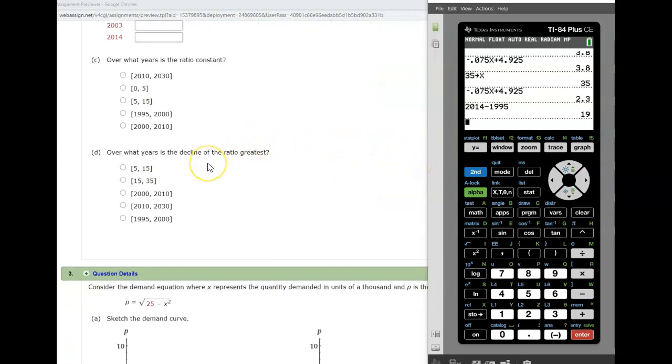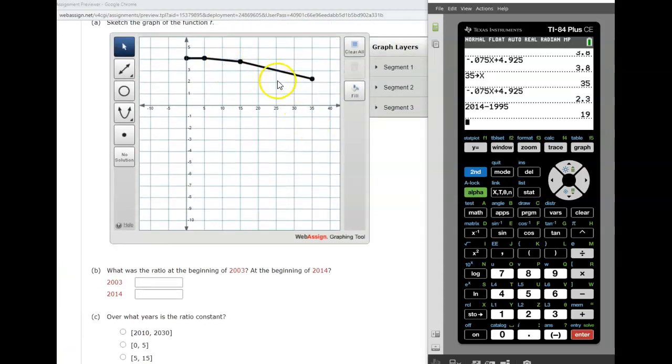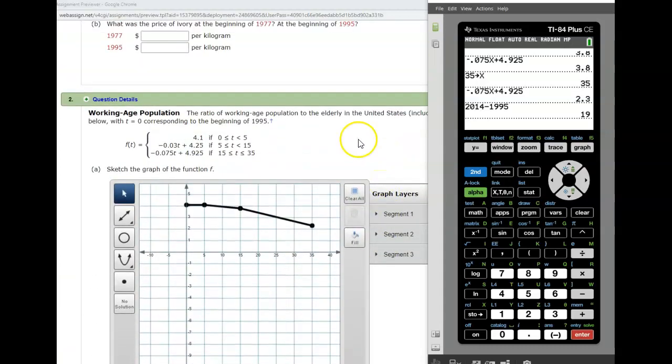For the second part, it says, over what years is the decline of the ratio the greatest? Well, the decline greatest would be the steepest slope. So looking here, which one of these looks like it has the steepest slope? Well, you can actually tell that here, because the number in front of the t variable in the equation, whichever one is the biggest one, is going to be the steepest slope. And they're both going down, they're both negative slopes, so it's declining.